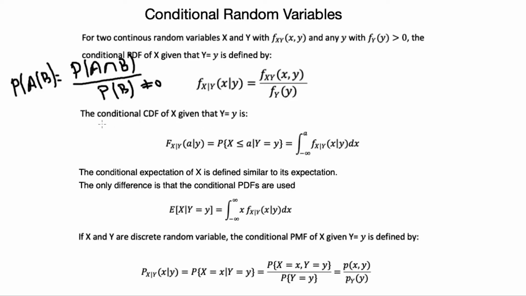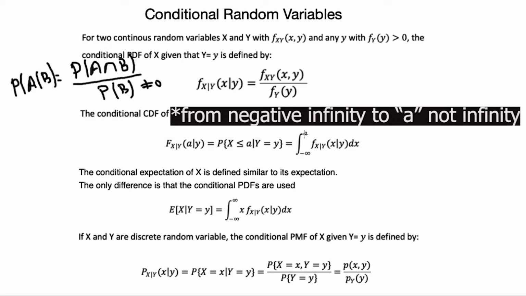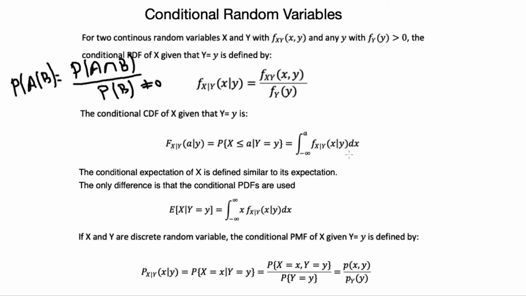We can also define the conditional CDF of X given that Y equals y. In this case, F_{X|Y}(a|y) equals the integral from negative infinity to a of the conditional PDF of X given Y dx. And we can also define the conditional expectation of X given Y equals y by the integral from negative infinity to infinity of x times the conditional PDF of X given Y.